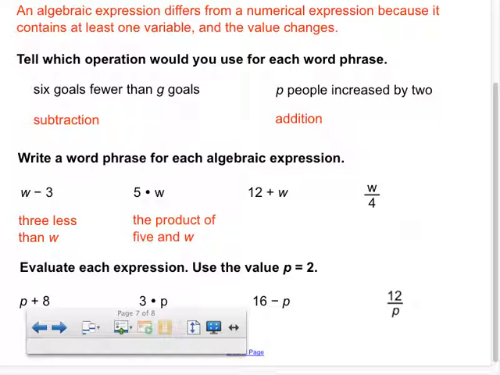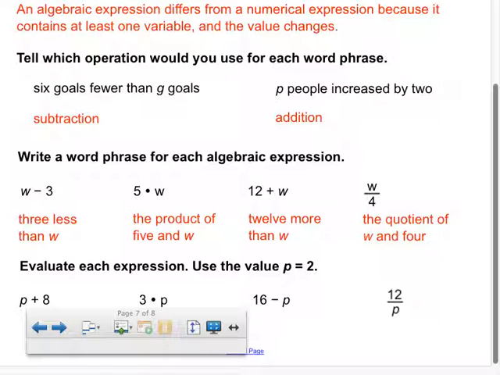Okay, what about this one right here? Who's got this one? Go ahead. The sum of 12 and a number, or 12 more than a number, or 12 more than W. Okay, and this last one, this one threw a lot of people all day long. But once they hear it, they're like, oh, okay, it's not that tough. What is it? Go ahead. Very good. The quotient of W and 4, or the quotient of a number and 4. Okay, both work.